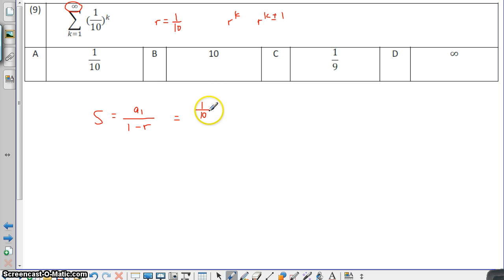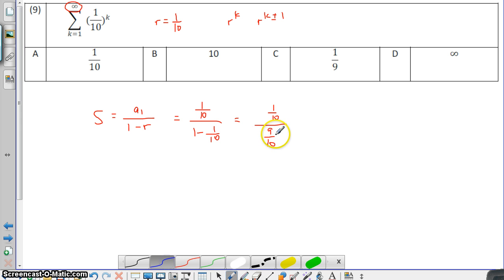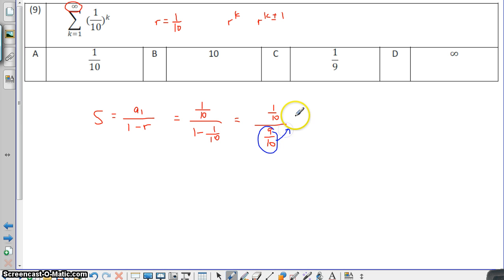to the first over 1 minus 1/10. I'll keep 1/10 on the top. 1 minus 1/10 leaves me with 9/10. Then taking the denominator, moving that up to 10 over 9. Before I multiply, I can cancel the 10, so I'm left with 1 over 9. And that's the answer.